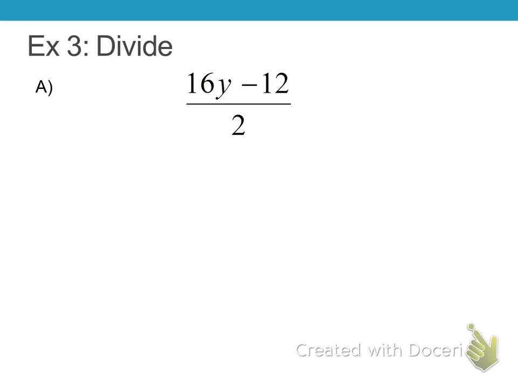Now, the first whole page of examples that you just finished, we had a monomial divided by a monomial, so no plus or minus signs. Here we have two terms. This is called a binomial divided by a monomial. When you divide a binomial by a monomial, you have to divide each term by that monomial. Okay? So this is like 16y divided by 2 minus 12 divided by 2.